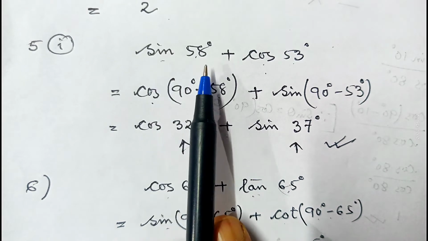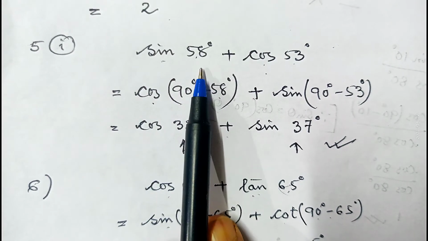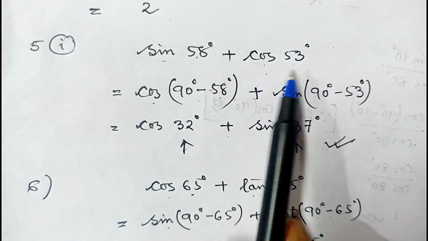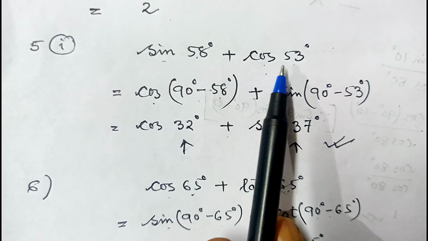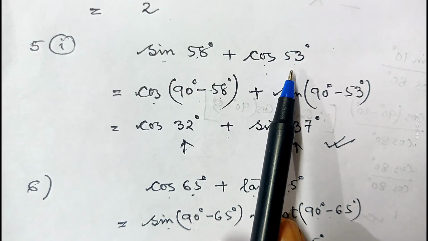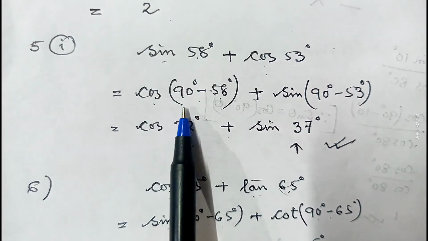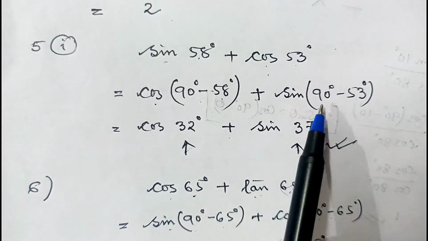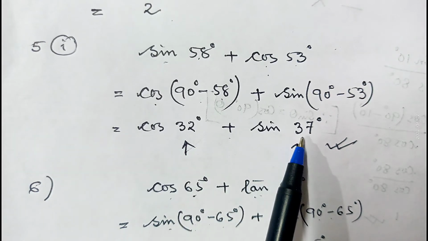So instead of sine theta, we can write cos of 90 minus theta. Here theta is 58, so it will be cos of 90 minus 58, plus cos theta will be sine of 90 minus theta. As we have to express this in terms of angles between 0 to 45, we have to change both. Now cos of 90 minus 58 is 32, plus sine of 90 minus 53 is 37. Now these two angles are below 45 degree, so this is the required expression.